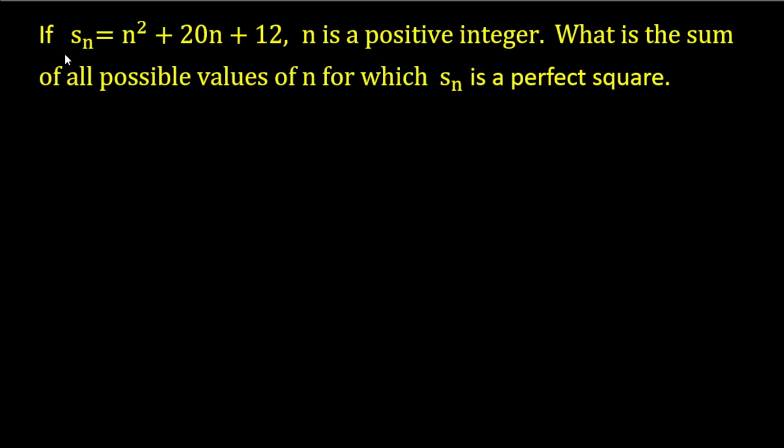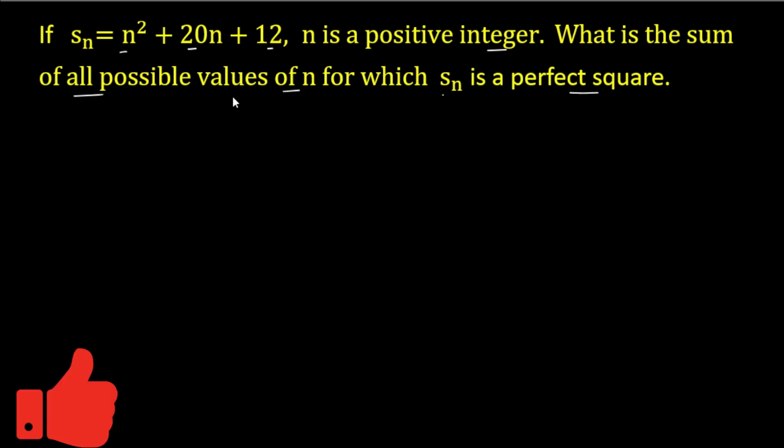Today in this video we'll solve this problem: if Sn is equal to n square plus 20n plus 12, where n is a positive integer, then what is the sum of all possible values of n for which Sn is a perfect square? So here they have mentioned that the values of Sn will be a perfect square. Then we'll have to find all the values of n and add them. So friends, hope you have understood the problem.